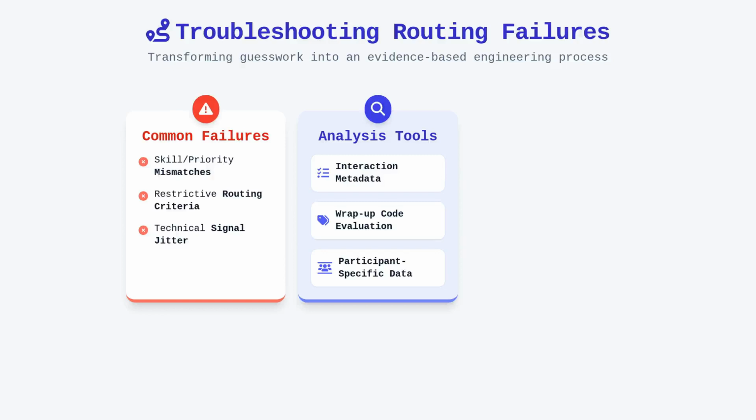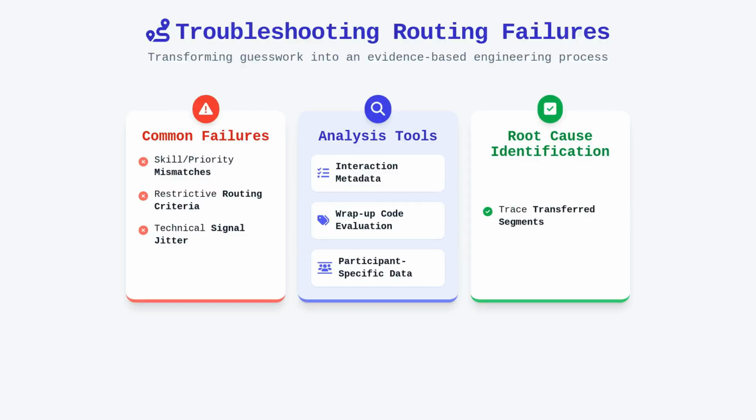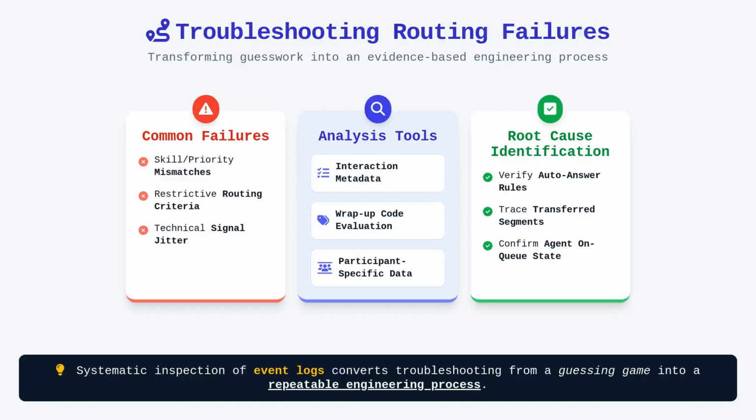If agents report that they are not receiving calls despite being in an on-queue status, the interaction logs will typically show if the routing criteria were simply too restrictive. You might find that a high-priority interaction was correctly intercepted by an auto-answer rule, or conversely, that a technical jitter prevented the signal from reaching the workstation. Systematic inspection of these event logs transforms troubleshooting from a guessing game into a repeatable and evidence-based engineering process.